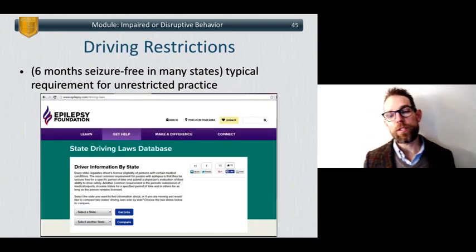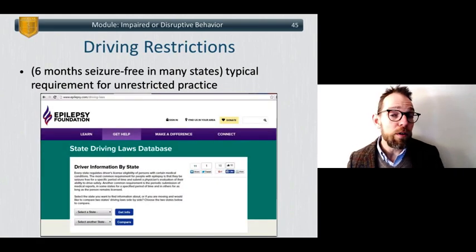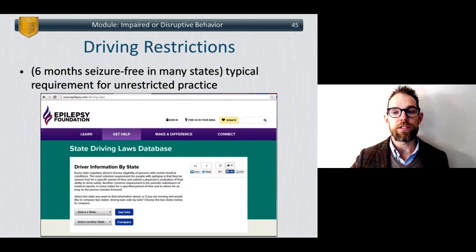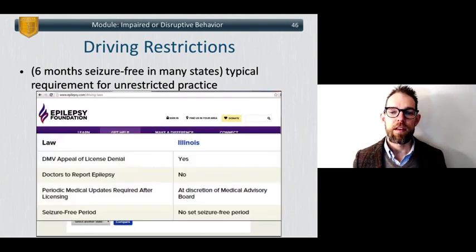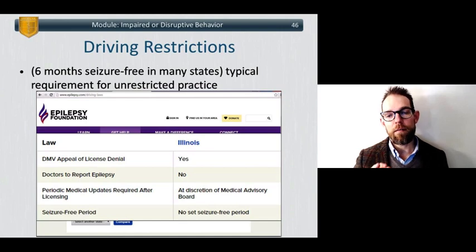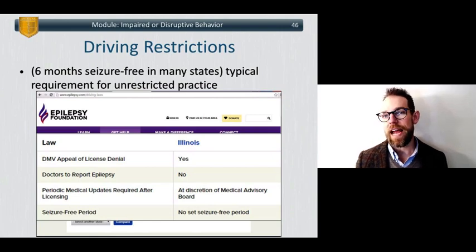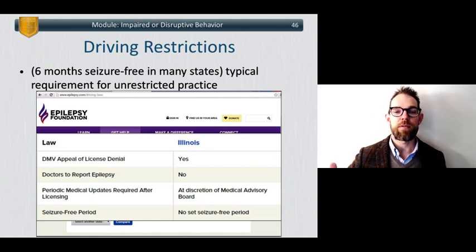What we see is that most states, and you can look up your state online, require 6 months of being seizure-free in order to drive. Here in the state of Illinois, you've got to have 6 months seizure-free, and the medical update is going to be at the discretion of the medical advisory board.